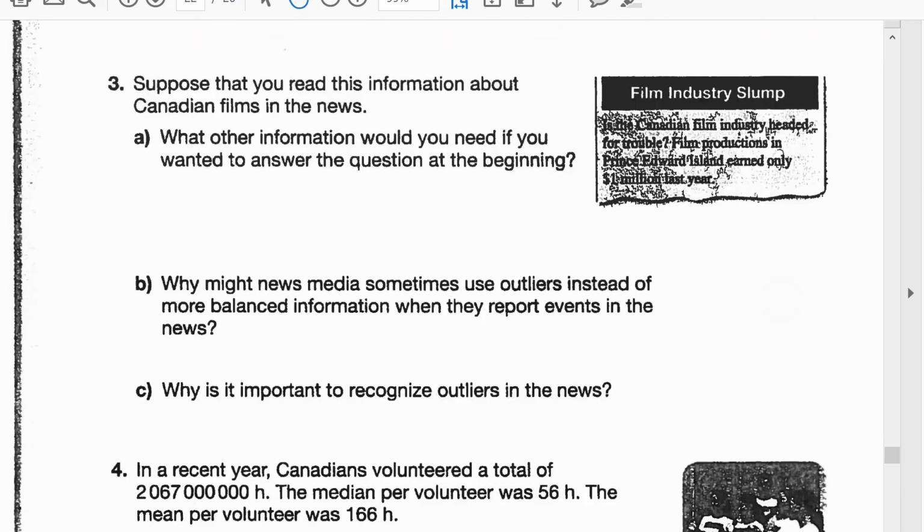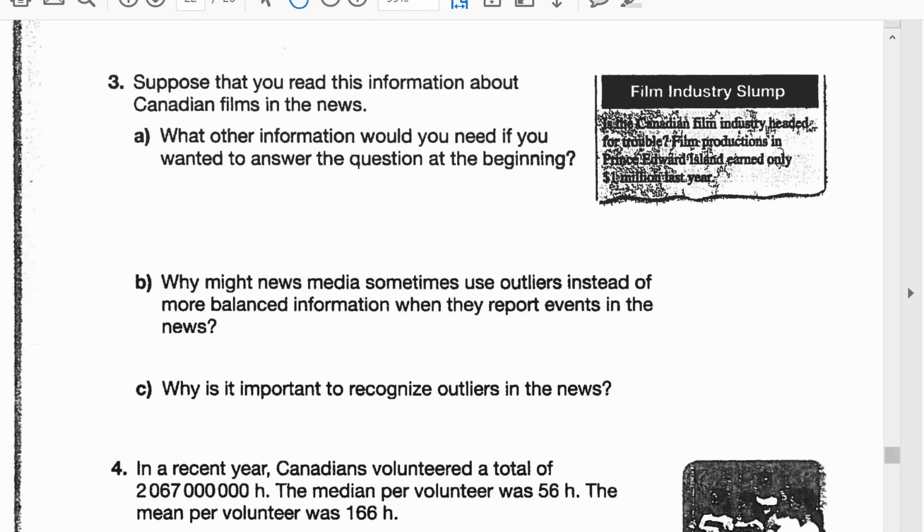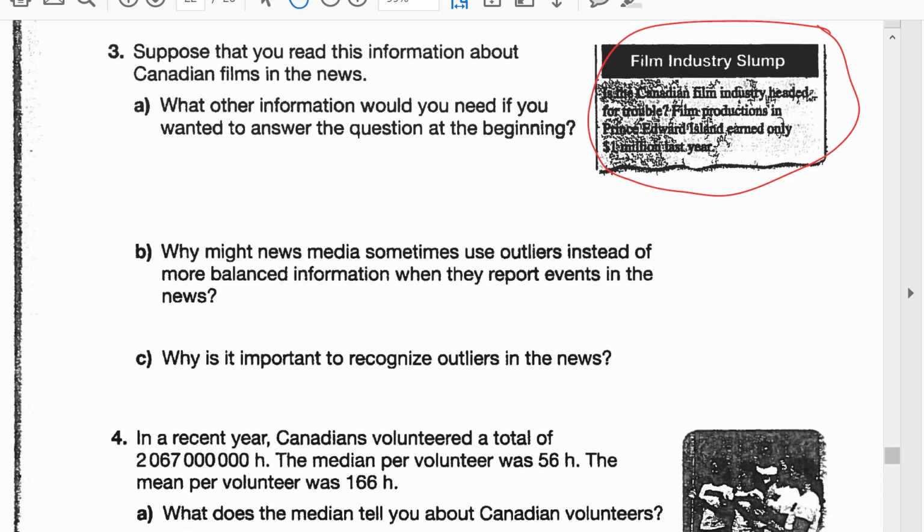Okay, moving on to 3. Suppose that you read this information about Canadian films in the news. So I'll read this out loud for you. Is the Canadian film industry headed for trouble? Film productions in Prince Edward Island earned only $1 million last year. What other information would be needed if you wanted to answer the question at the beginning?